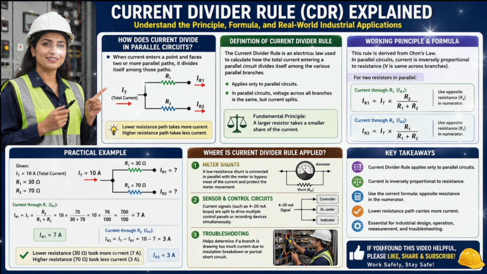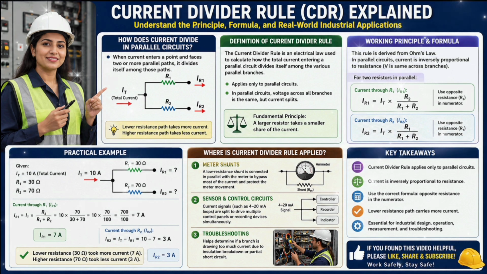Pay close attention here. When we want to find the current flowing through R1, we must place the opposite resistance, which is R2, in the numerator of our fraction. Similarly, if you want to find the current flowing through R2, you would place R1 in the numerator.